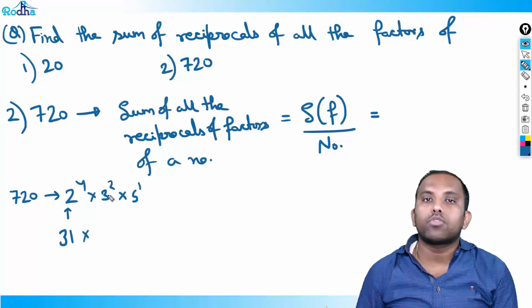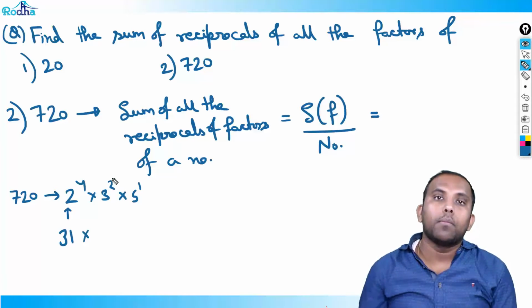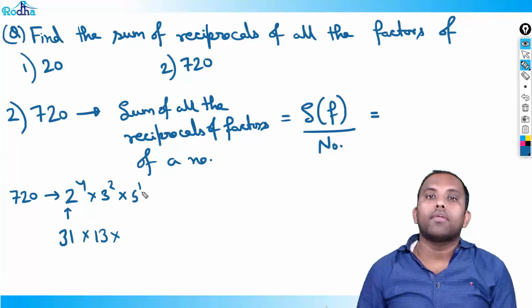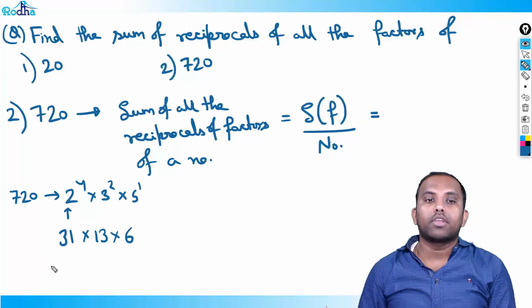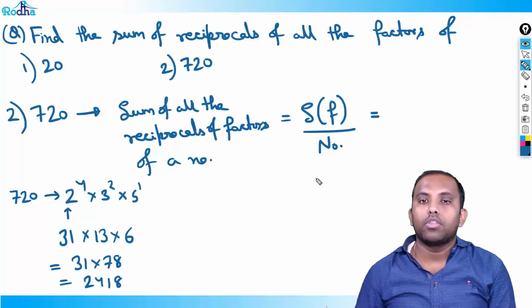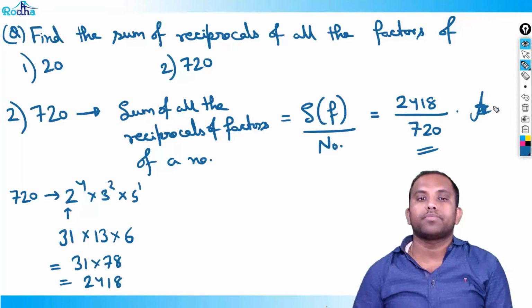What is the sum of all the factors of 3 square? 3 raised to 0, that is 1, plus 3 raised to 1. So 1 plus 3, 4, plus 3 square, that is 9. 4 plus 9, 13. So 31 into 13. Sum of all the factors of 5 raised to 1: the first factor is 5 raised to 0, that is 1. The second is 5 raised to 1, that is 5. 1 plus 5 is 6. So 31 into 13 into 6. So 31 into 78. This will be 2418. So the answer here is 2418 upon the number, that is 720 itself. This is the answer.